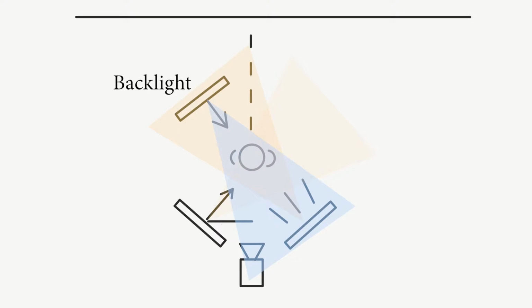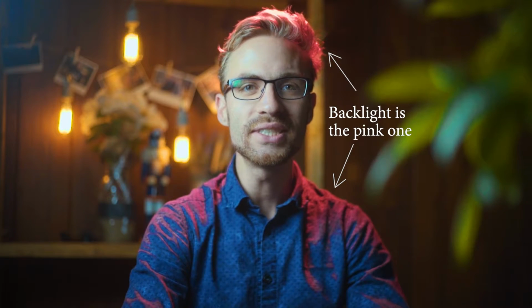The backlight is placed at the complete opposite end of the subject from your key light. This can cause a nice outline around your subject and separates them from the background. And finally, you have your background light.